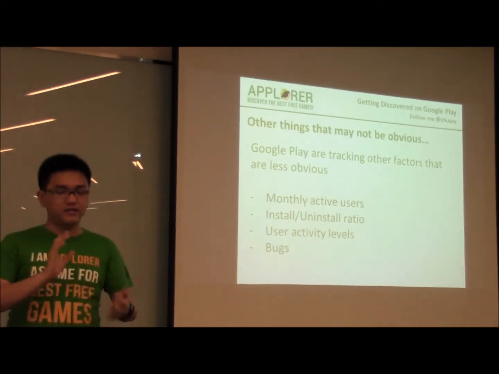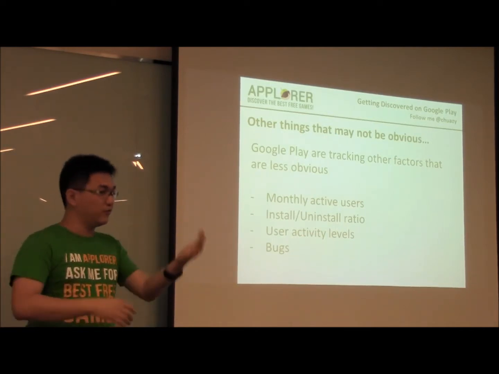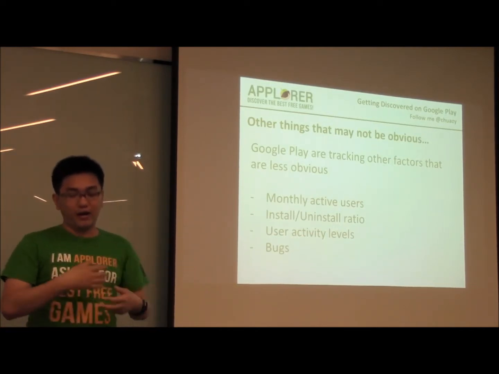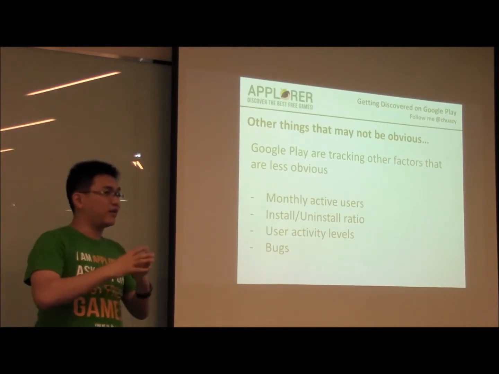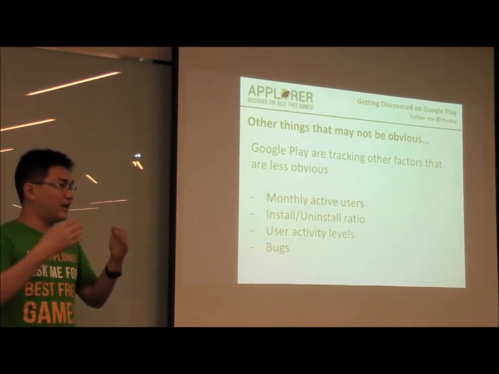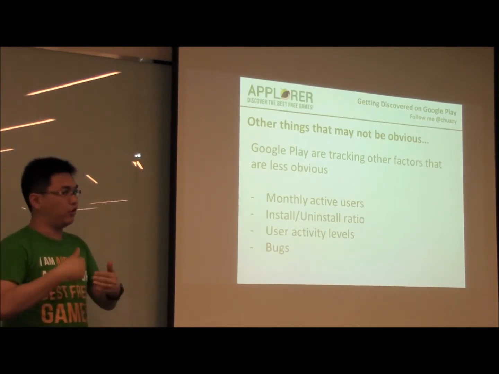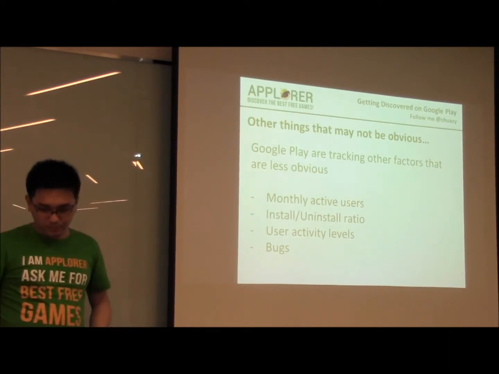And there's a lot of other things that may not be obvious to you, like monthly active users, install versus uninstall, user activity, and of course bug reports. All this, Google in the background will track your app, and then from that determine what your app quality is, and then put your app in front of other apps, for example.